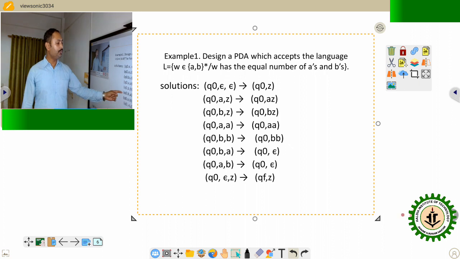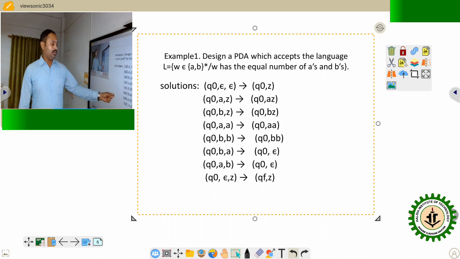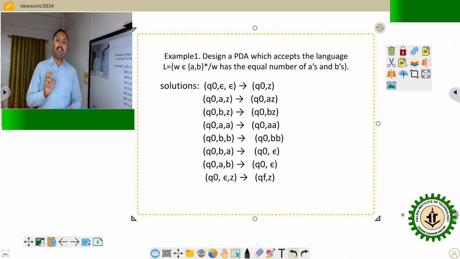This movement says that we are going to insert B after A. So here the input symbol is B and the top of the stack is A. Now what will happen? We just delete A corresponding to B. That is why it will be null. So if we get A after B, then we have to remove these two symbols.